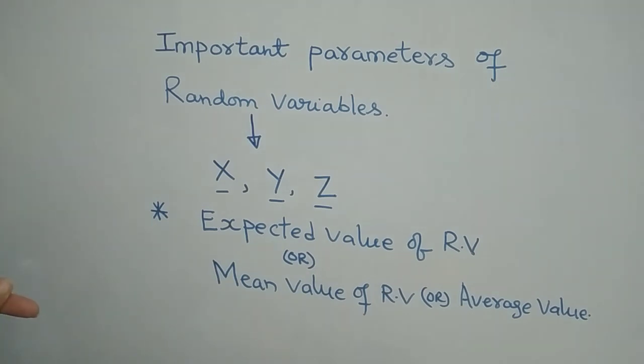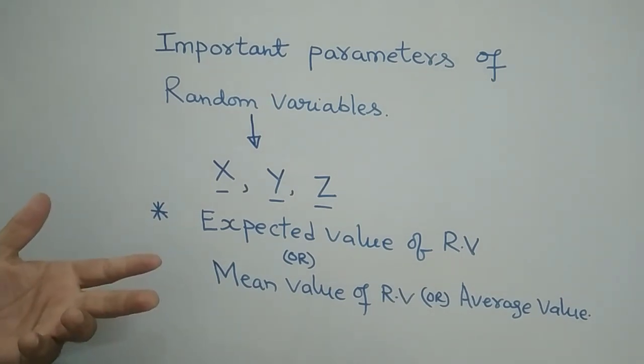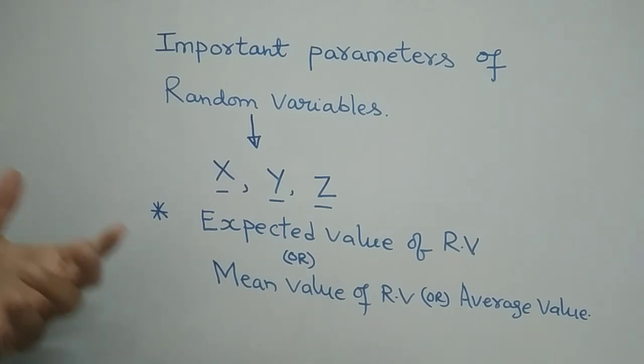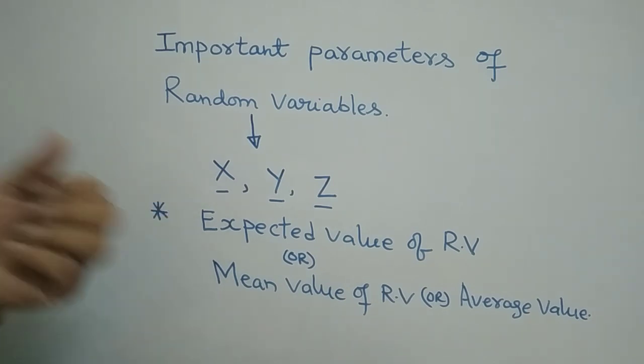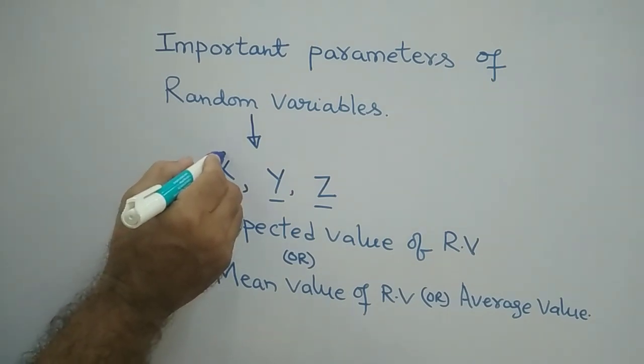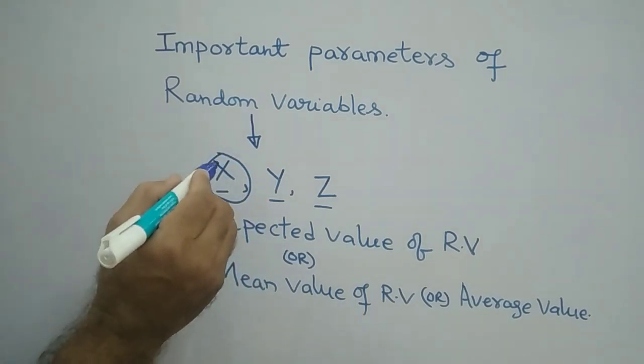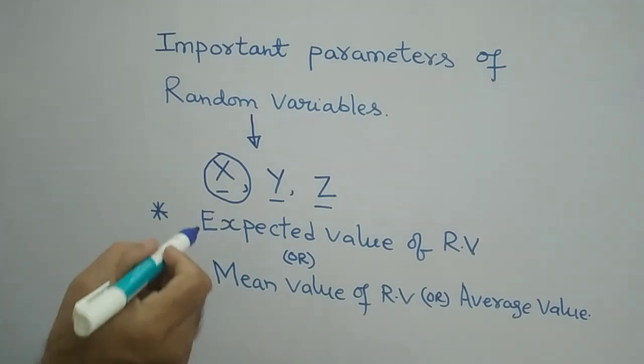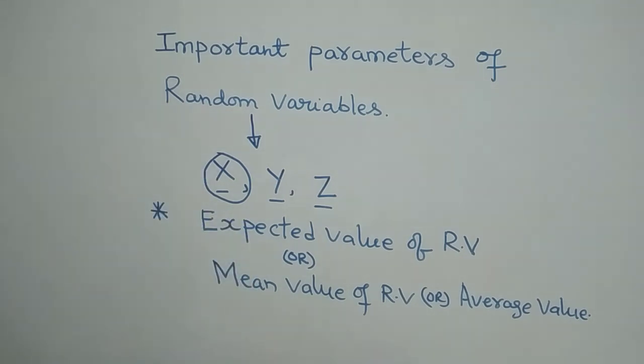Expected value. Okay, what is the meaning of this? For any given random variable X or Y or Z, you can find out the expected value of that given random variable. Say if X is given, then for this X you need to find the expected value of X, or mean value of X, or otherwise average value of X. These are the three different names that can be used for this first parameter, called expected value.